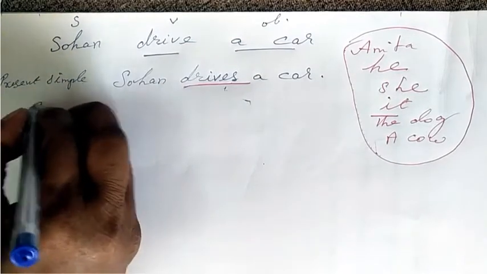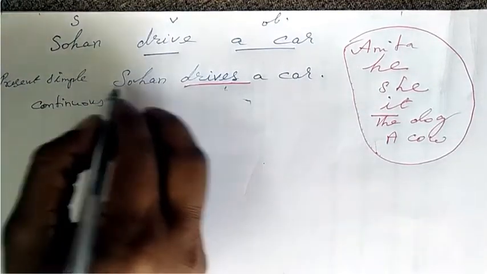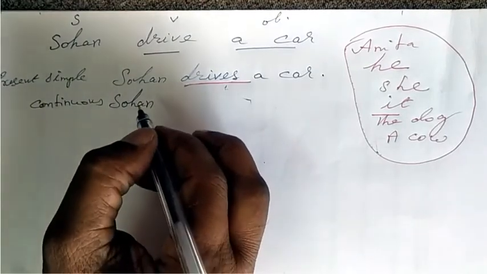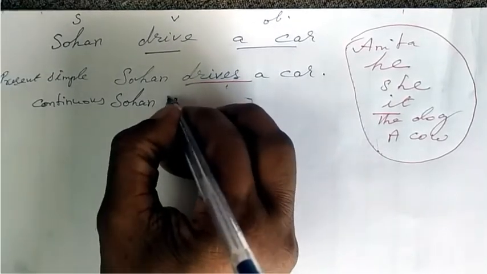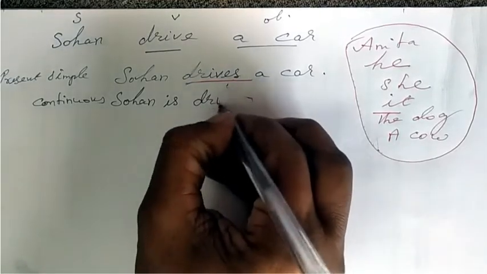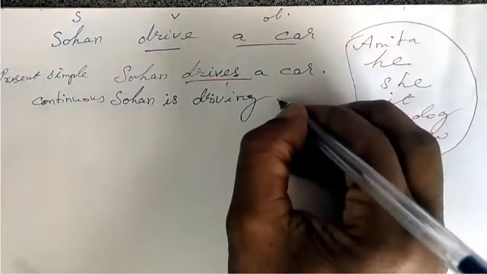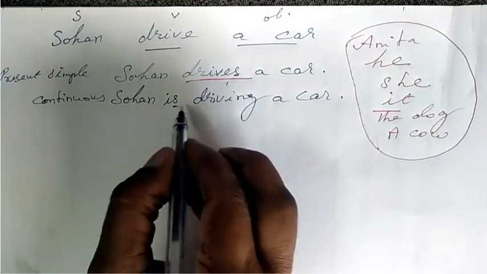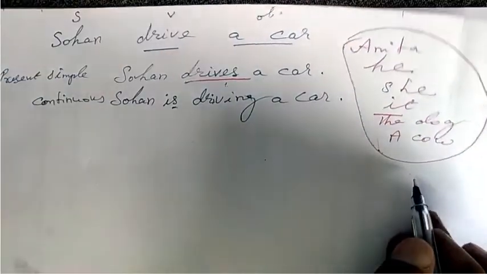For present, we can make continuous. Here again, Sohan. This part is very important. Because it is 3rd person singular, we put is. S connected verb. Sohan is driving. Sohan is driving a car. And this S makes it 3rd person singular, is driving, present continuous tense.